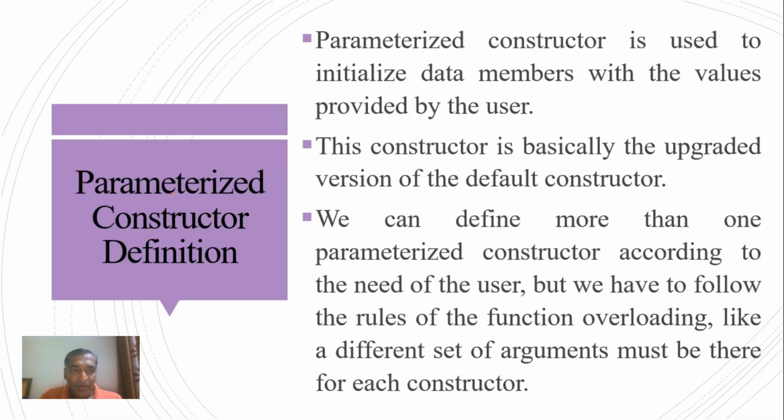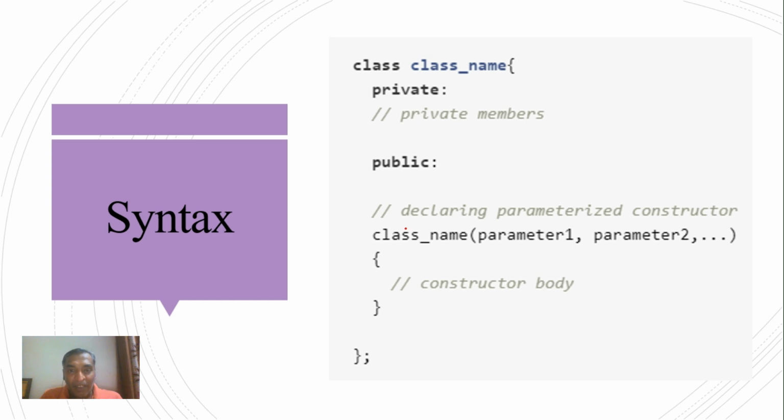The next one is the parameterized constructor. A parameterized constructor is used to initialize the data members with the values provided by the users. This constructor is basically the upgraded version of the default constructor. We can define more than one parameterized constructor according to the needs of the user, but we have to follow the rules of function overloading, like a different set of arguments must be there for each constructor. You can see the syntax of the parameterized constructor.